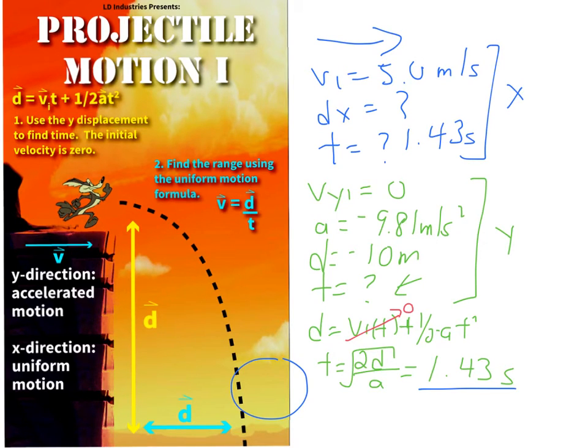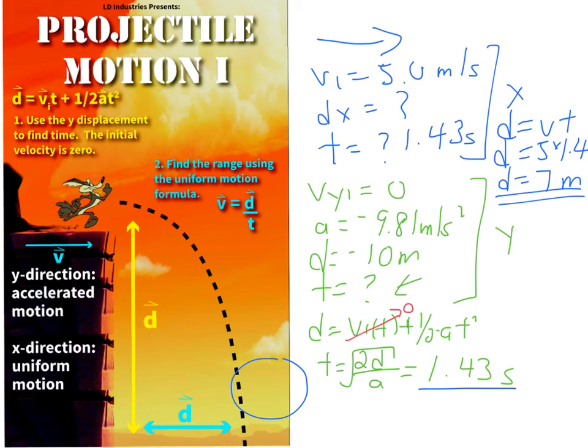So now we can use the formula d equals v times t. D equals 5 meters per second times 1.43 seconds. Our distance here is about 7 meters. So we know that at the end of the day, Coyote will land about 7 meters from the edge of the cliff.